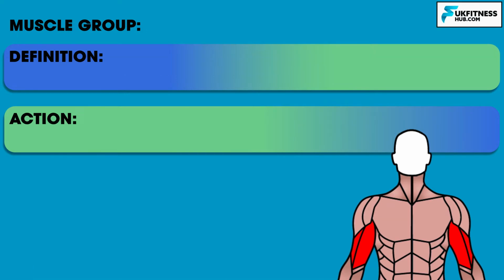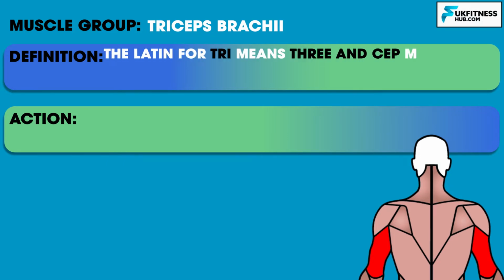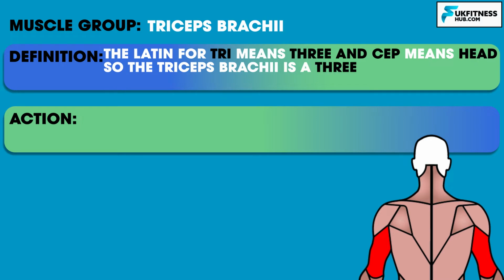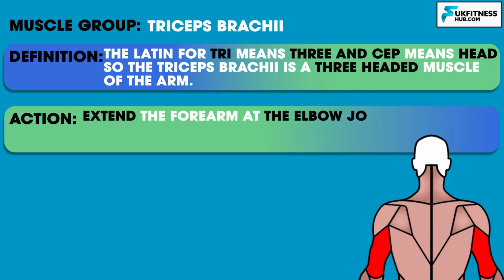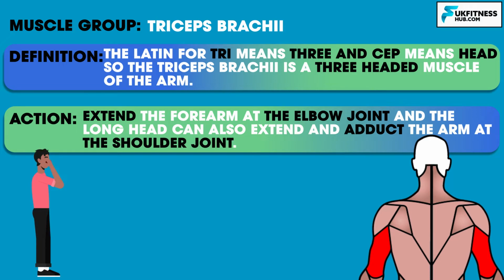Next is the triceps brachii, located here at the back of the arm. The Latin for triceps, you guessed it, tri means 3 and sep means head, so the triceps brachii is a 3-headed muscle of the arm. The triceps extend the forearm at the elbow joint, and the long head can also extend and adduct the arm at the shoulder joint. You would use the tricep when throwing a ball or pushing a door shut. In the gym, a common exercise you would use the tricep for is a tricep extension.